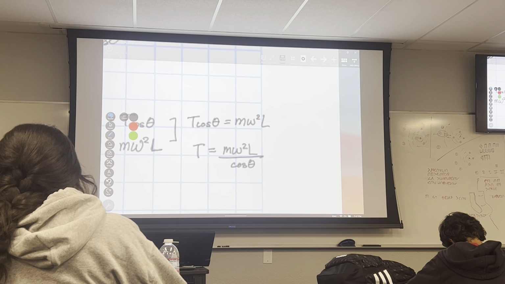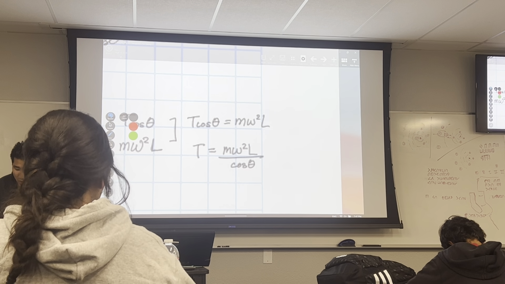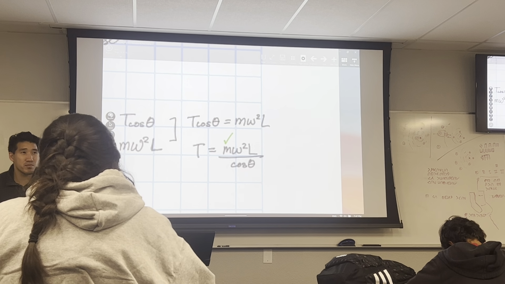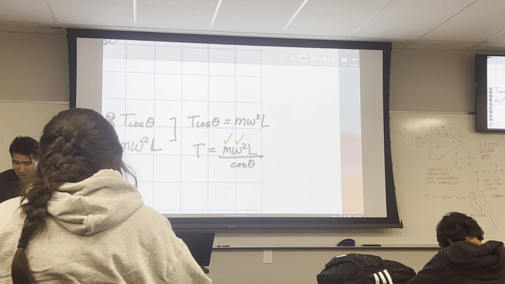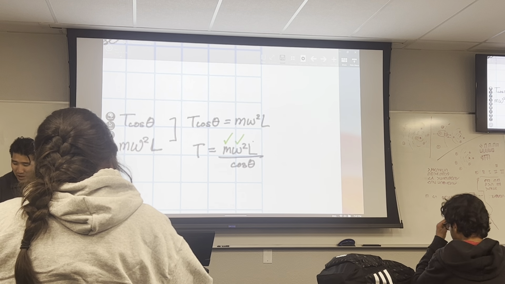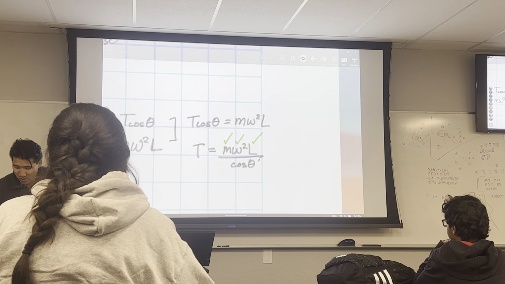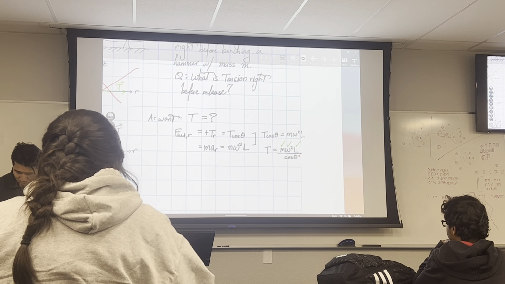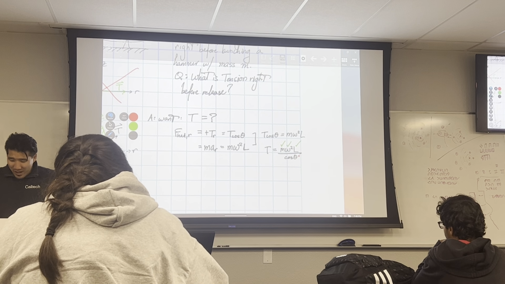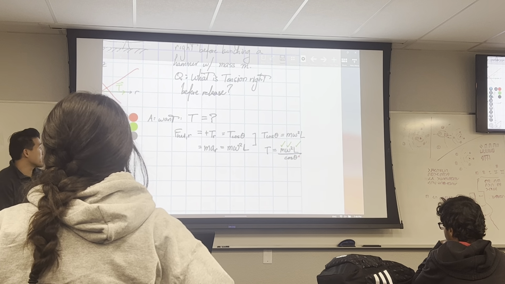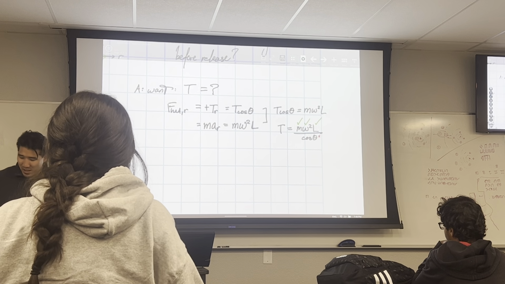Well, do we know mass? Yes, we are told a hammer has a mass of m. Do we know omega? Yes, we are told that the bob is spinning with omega. We are also given L. Do we know theta? We don't know theta. Well, luckily, we didn't fully exhaust our information because we only looked at the radial direction. We have the second direction in the z.